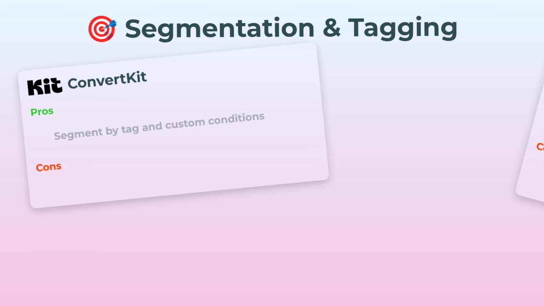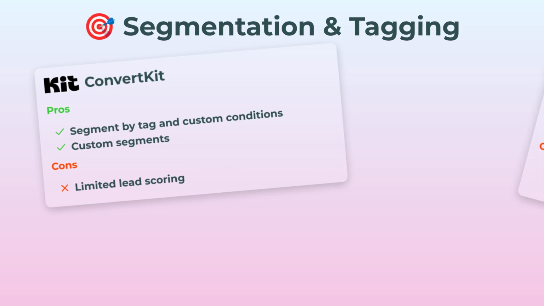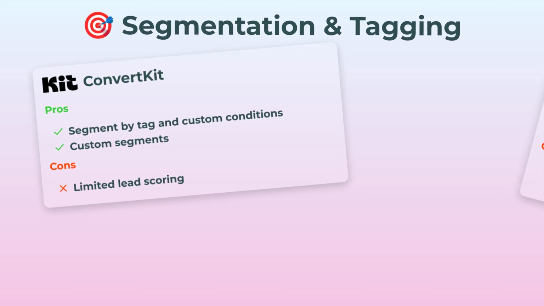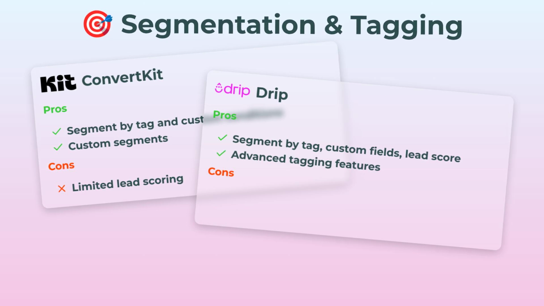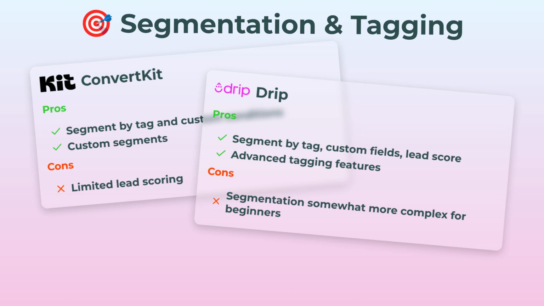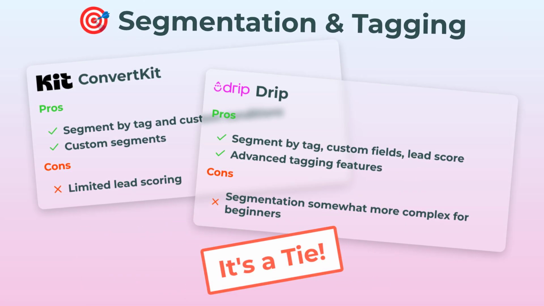Moving on to segmentation and tagging. Both ConvertKit and Drip let you segment by tag and custom fields, so you can get pretty granular. ConvertKit keeps it simple with custom segments, but yeah, the lead scoring is a bit meh. Drip's got advanced tagging, lead scoring, and all that jazz, though I'll say, if you're new to segmentation, it might feel kind of overwhelming at first. But overall, both get the job done, and I'm calling this one a tie.